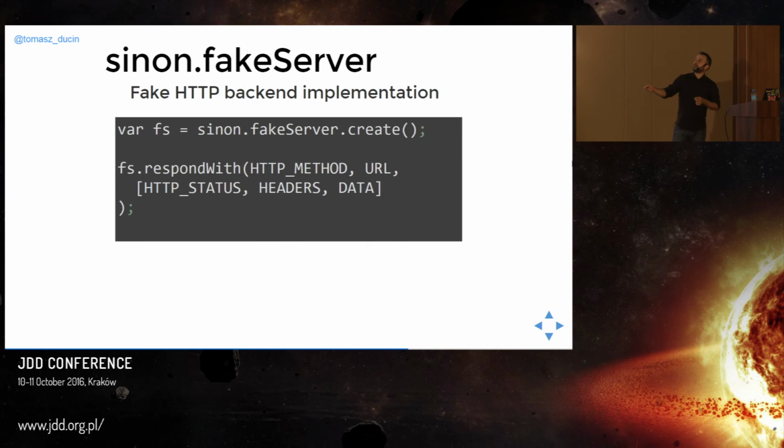So we create the fake server, sinon.fakeServer.create. It's just an object which has a magical method, respond with. So we define that for a given URL and for a given HTTP method, we will return a triple. So HTTP status like 200, everything is okay. The headers, if we want to return any kind of custom headers in the response, and the data itself, right? So this is an easy case when we want to have static data. Then in a while we will discuss dynamic data.